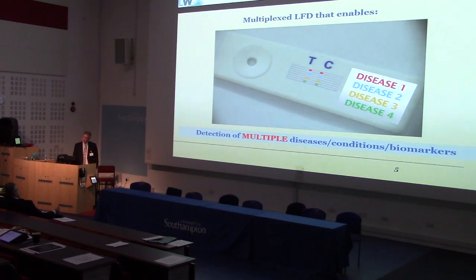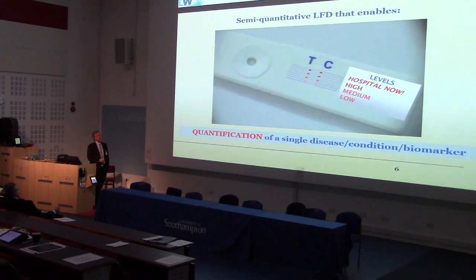The other thing you might want to do, however, is to be able to detect something but look at the quantification or the degree of severity. We can do that too. So in the same test here, we put different levels of markers or capture antibodies, and you can see if it's light pink, you've got it to a low degree, and then the degree of pinkness, or whatever colour you like, can say low, medium, high. Go to hospital right now. You know, don't wait, as fast as you can. So you can detect one thing with different levels, or several things.